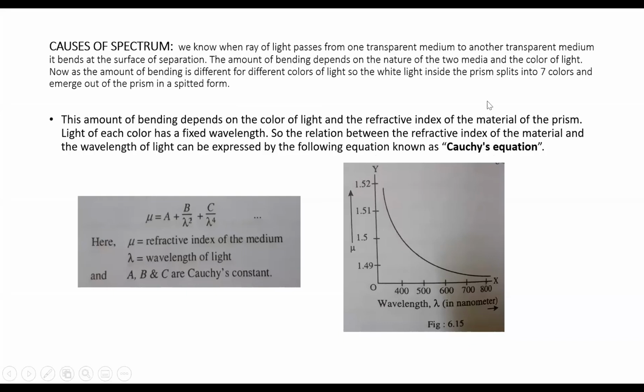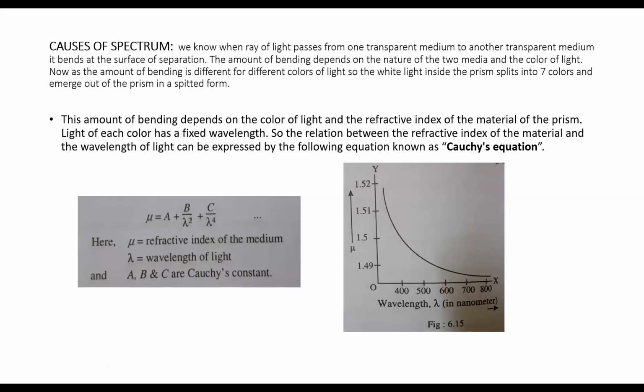His equation is known as Cauchy's equation. The refractive index of a medium is equal to a constant plus another constant divided by the wavelength squared, plus another constant divided by the wavelength to the fourth, and it goes on. Here mu is the refractive index of the medium, and lambda is the wavelength of the light, and A, B, C are Cauchy's constants.